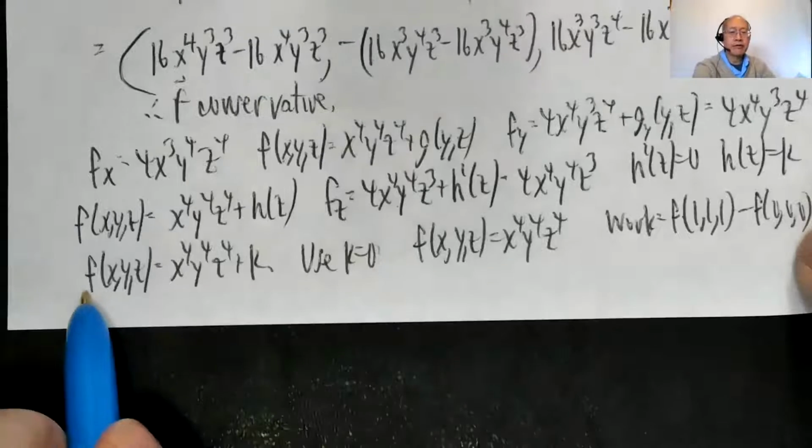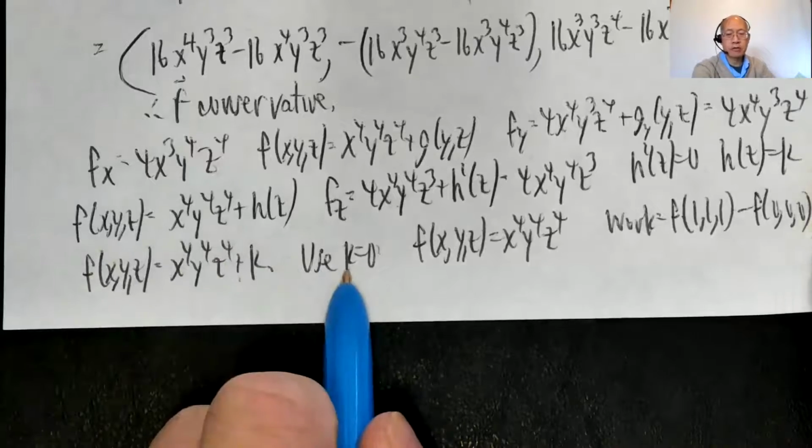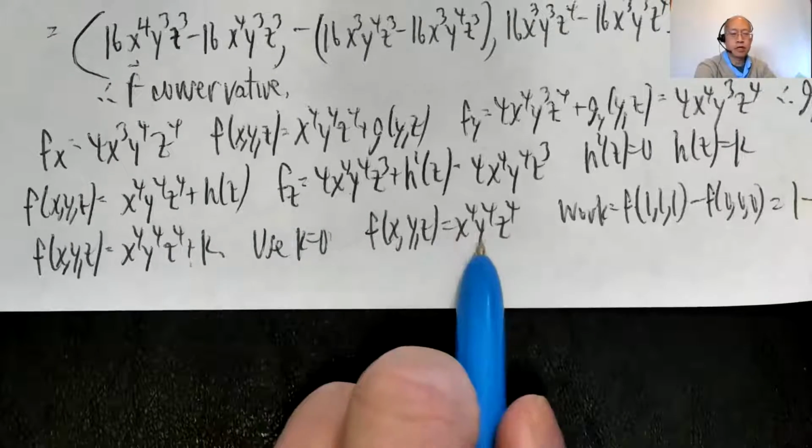So an anti-gradient is f of x, y, z is x to the 4th y to the 4th z to the 4th, plus k. Easiest, of course, is that k be 0, or just x to the 4th y to the 4th z to the 4th.